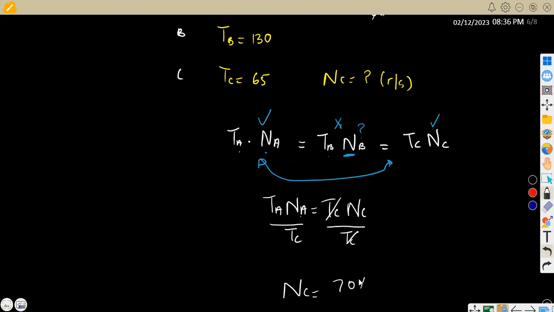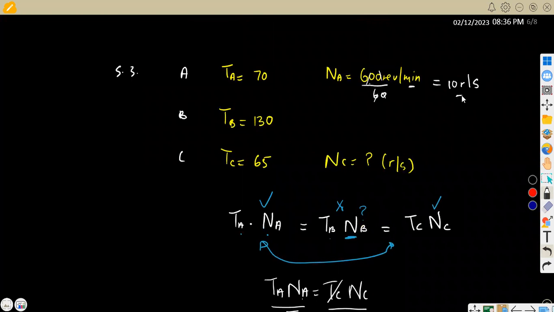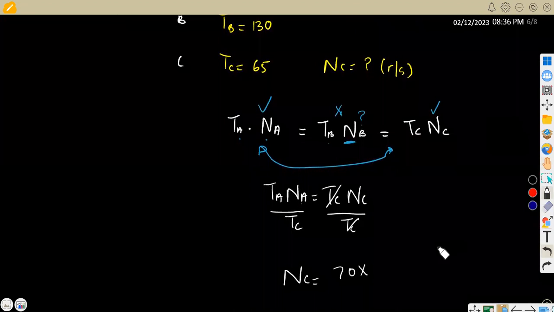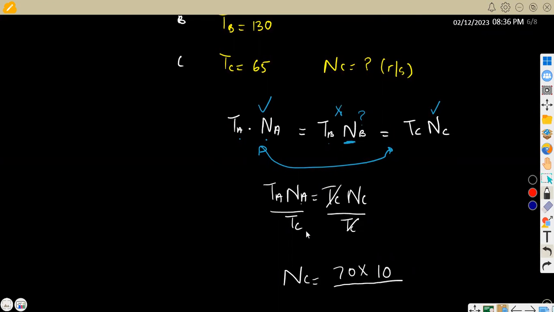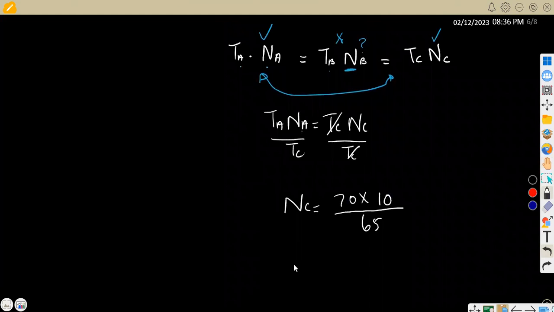Okay, so that's 70 times the speed for A in revs per second, which gave us 10 revs per second. All right, so we're going to multiply by 10 revs per second over the number of teeth for C, which is 65. So that's a 65 in this case. I want you guys to simplify properly on your calculator. Please make sure that you simplify properly.